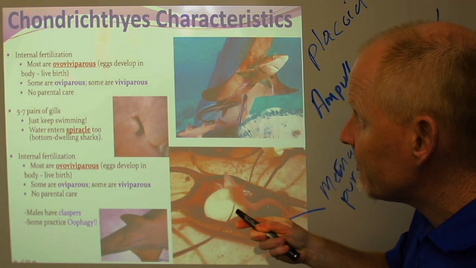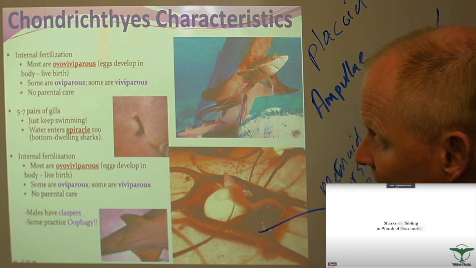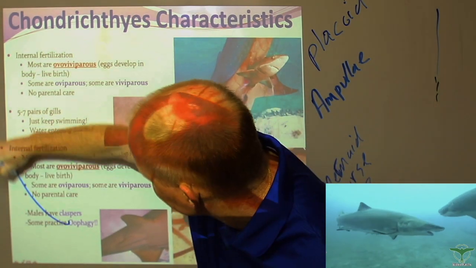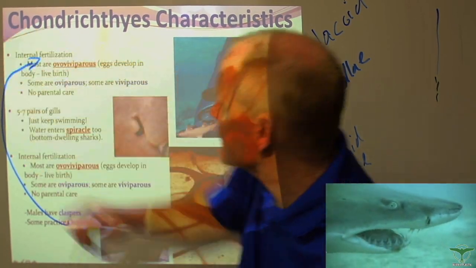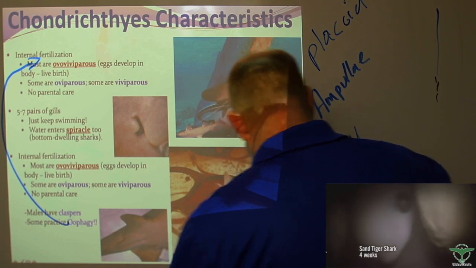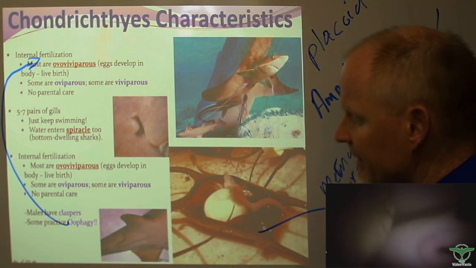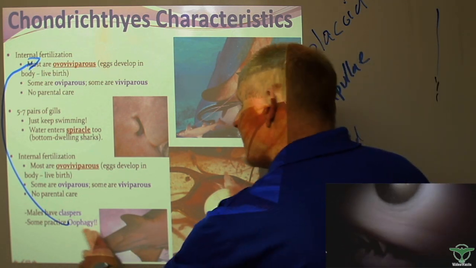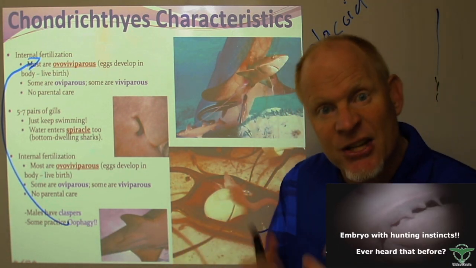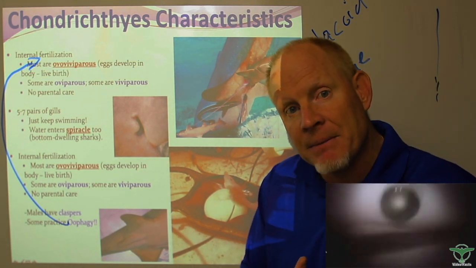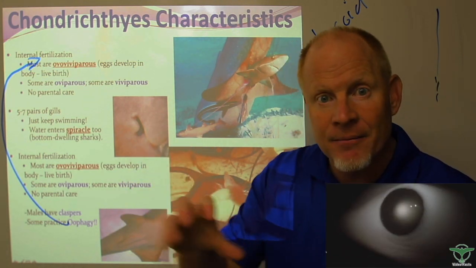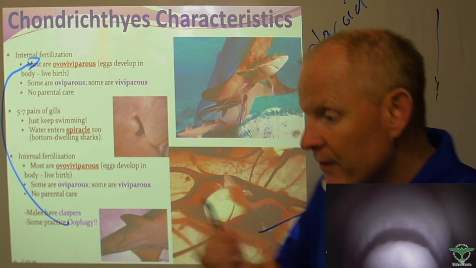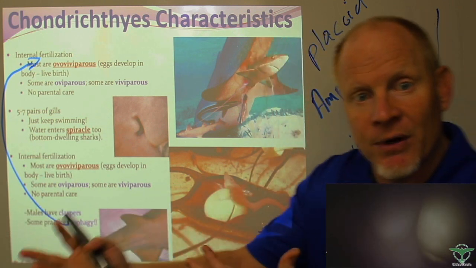The ovoviviparous species, some of them practice what's called oophagy. So if you look down here, we have oophagy, right? Oophagy is practiced by ovoviviparous sharks. And what oophagy means, if you look at the word, oo means egg, phagy means to eat. So female sharks will produce unfertilized eggs, extra eggs, if you will, and dump them into the female reproductive tract, and the babies start eating before they're even released. So they're eating eggs in utero before they're released, if you will, from the female reproductive tract.